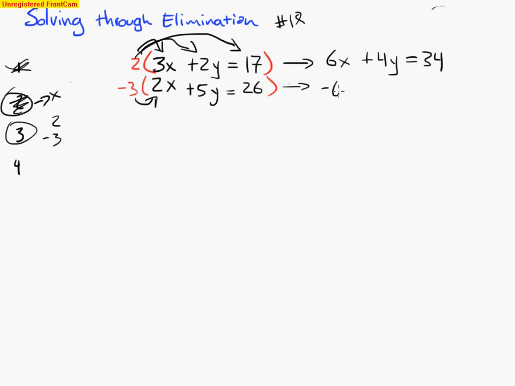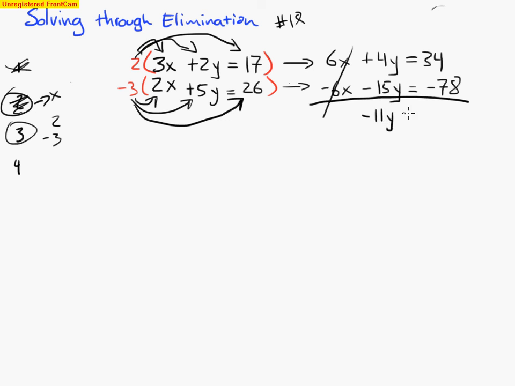Right there. -6x. -15y. 26 times 3 equals some -78. Boom. This crosses out, and I'm going to get, oh, what is that, -11y? And then I got 34 minus 78. And I get -44. Things are going to work out nicely. This crosses out. y equals 4. Cross this off. We're done.